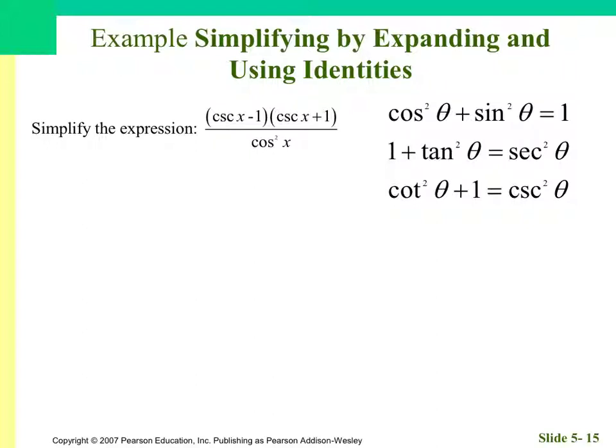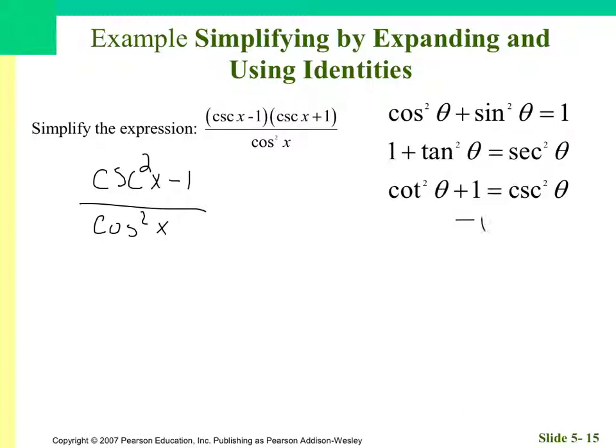Alright. So let's see here. We're going to have to use some of these. I'd multiply the top out. I'd get cosecant squared x minus 1 over cosine squared x.